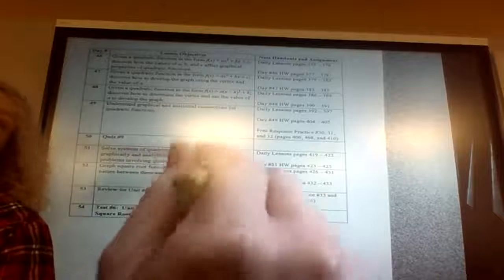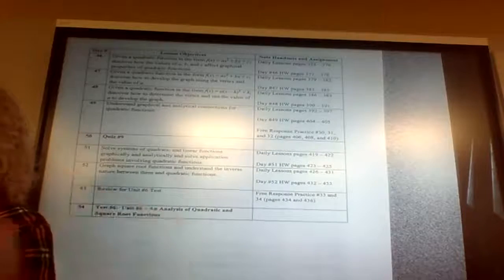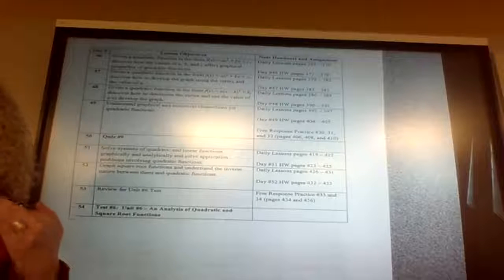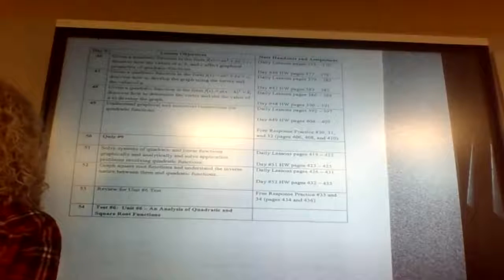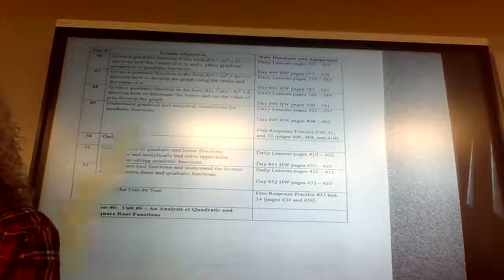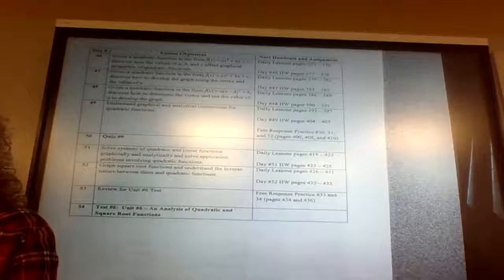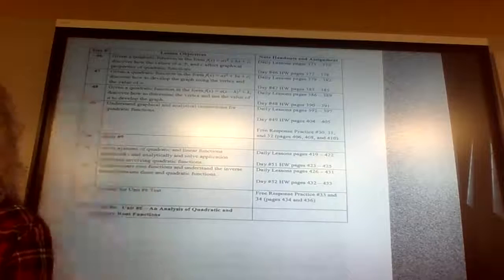And then after we take the quiz, we're going to have systems of quadratic and linear functions, systems of equations. So we're going to talk about how to solve: where does this line meet this parabola? Or does it meet it? How many times does it meet it? That sort of thing. We're going to graph square root functions, and we're going to talk about how a square root function is the inverse of a quadratic function. And then we have a test. It's kind of a big test too. I mean, it doesn't have any more questions, but each question seems to have a lot more stuff in it.